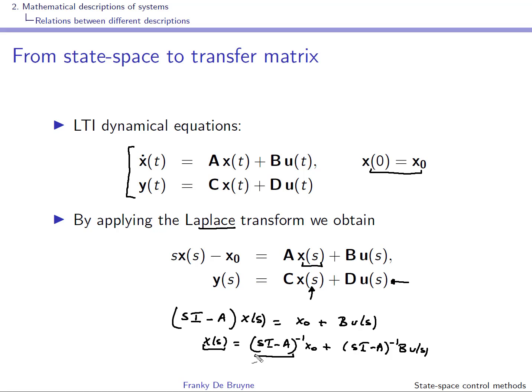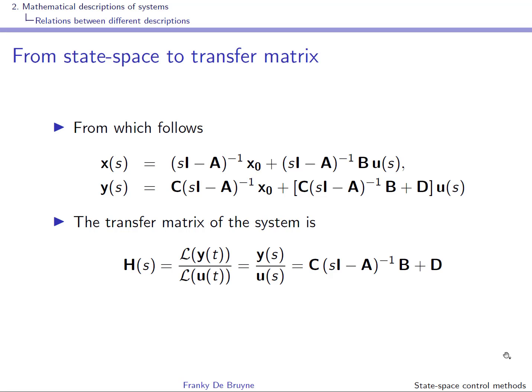This quantity here we have encountered when we were computing the exponential of A t, right? Remember that we had to take the inverse Laplace transform of (sI minus A) inverse. So this is what we had computed in the previous slides, and here you have the result of the output equation. Remember that we had y of s is C x of s plus D u of s, and if you inject this one in here, this is what you obtain, right?